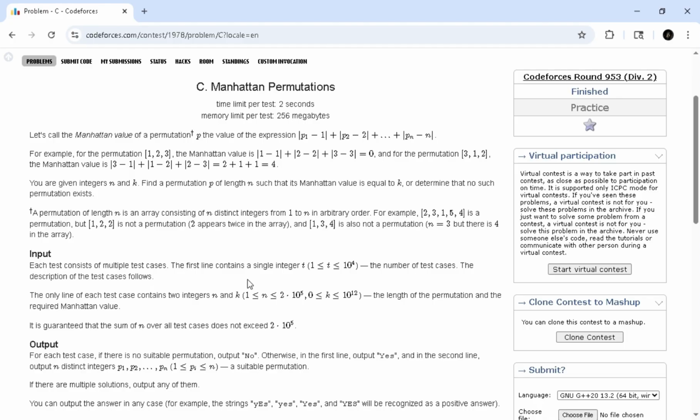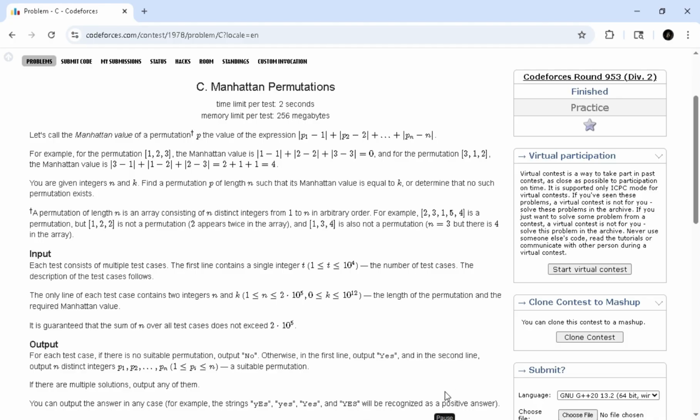So what are we going to do to solve this problem? First, throughout this video, I will insert pictures of some math from my notebook to show y'all the math behind my solution. First, let's determine for what cases we can't make a permutation.